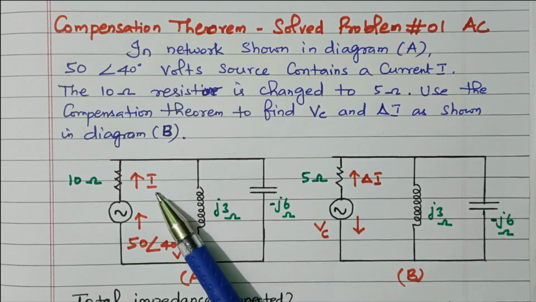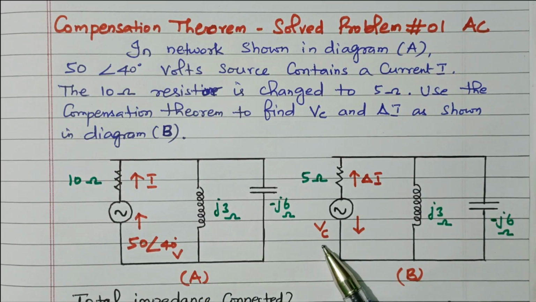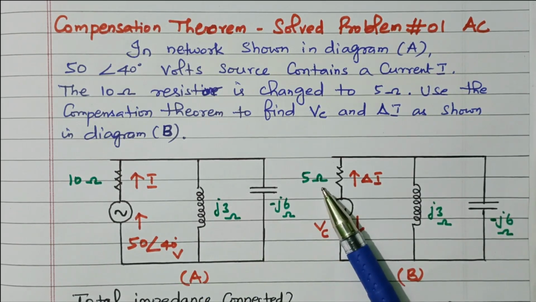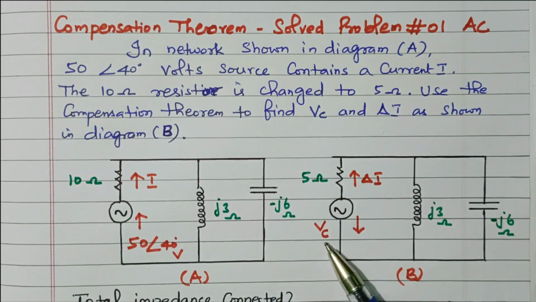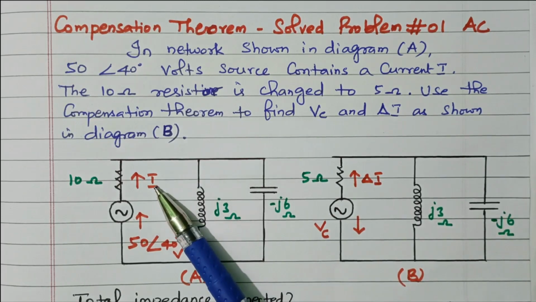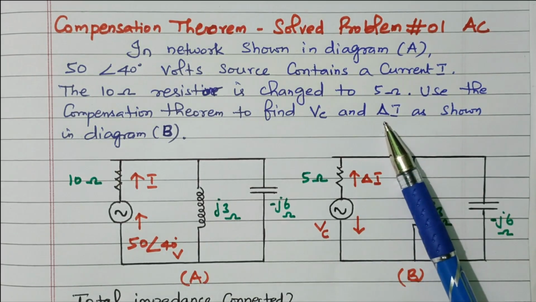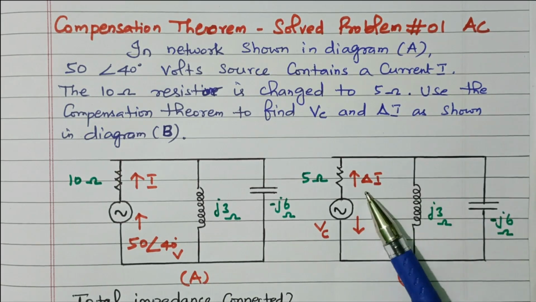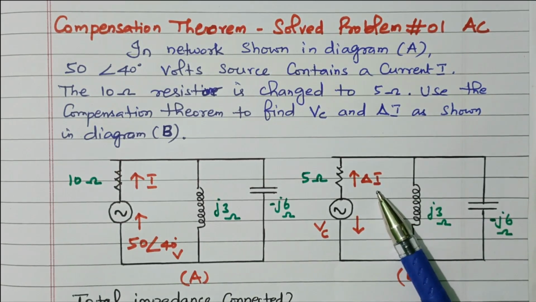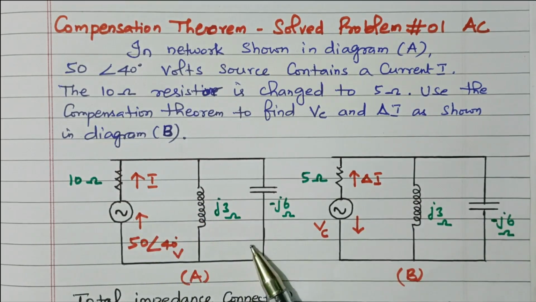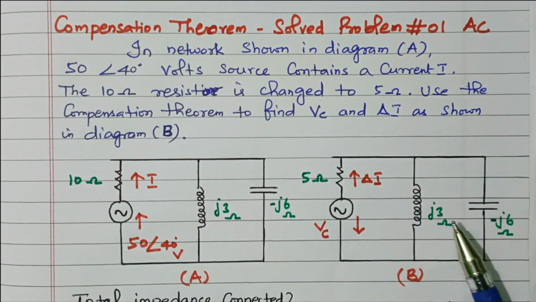I is nothing but the current in the original circuit. Delta R is nothing but the change in resistor. Right? So our aim is to find Vc, that is equal to the current in the original circuit times the change in resistance. Here one more question is asked, delta I. The change in current also we need to find.